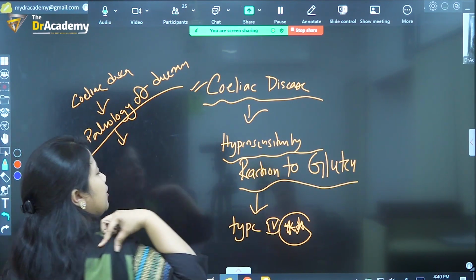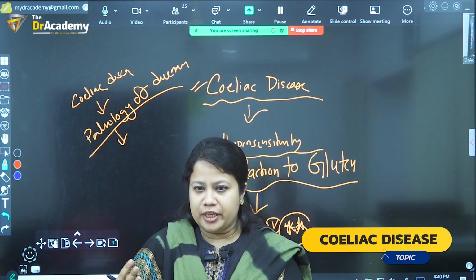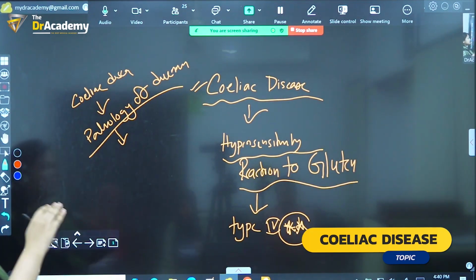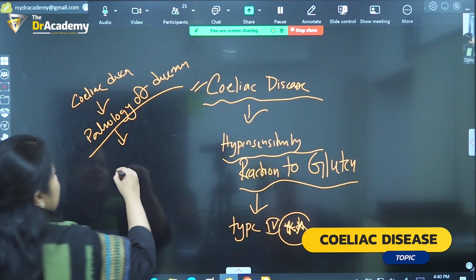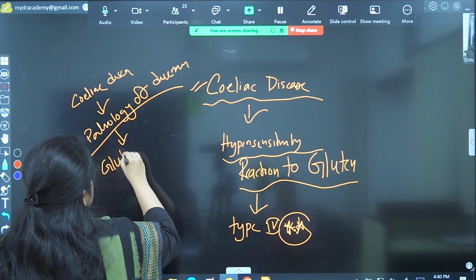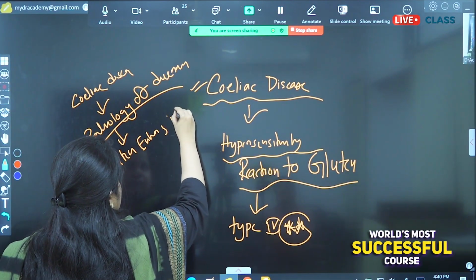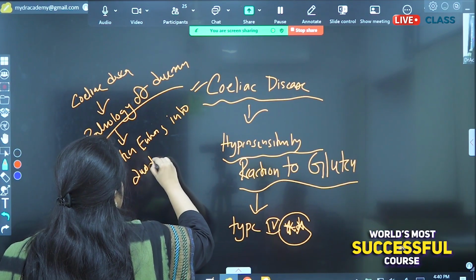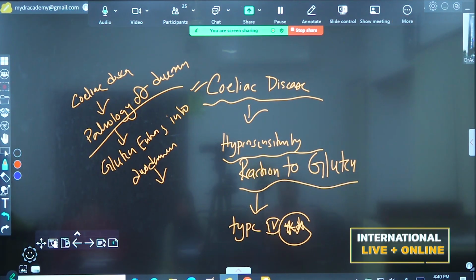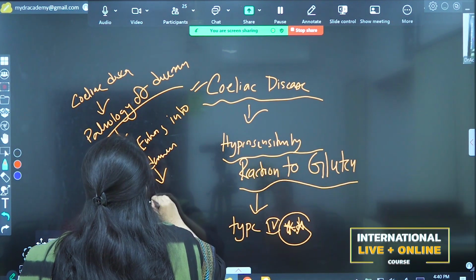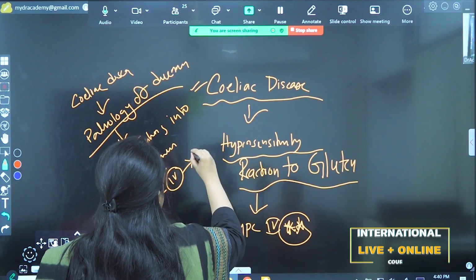Now what happens in the duodenum? In case of celiac disease, I told you that there is a hypersensitivity reaction to the gluten. That means gluten must be present in the second part, the duodenum, to make the pathology, right? So whenever the gluten enters into the duodenum, which type of hypersensitivity reaction occurs? Type 4. When the gluten enters into the duodenum, a type 4 hypersensitivity reaction occurs in the duodenum.